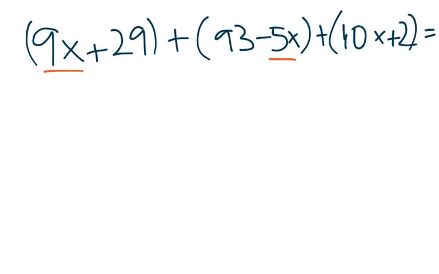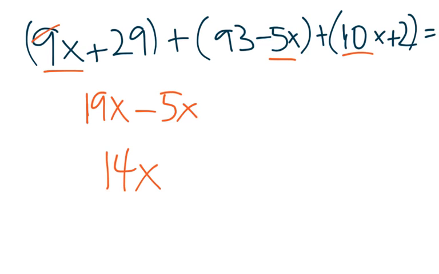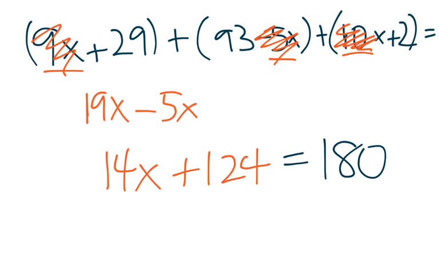So I got 9x, I got negative 5x, and I got 10x. So let's put the 9x and the 10x first. That's 19x. 19x minus 5x is 14x. So I've got 14x, so I'm going to cancel all these out. Now I got 29, 93, and 2. So 29 plus 93 plus 2 equals 124. And all of that adds up to 180, because they're three angles of a triangle.